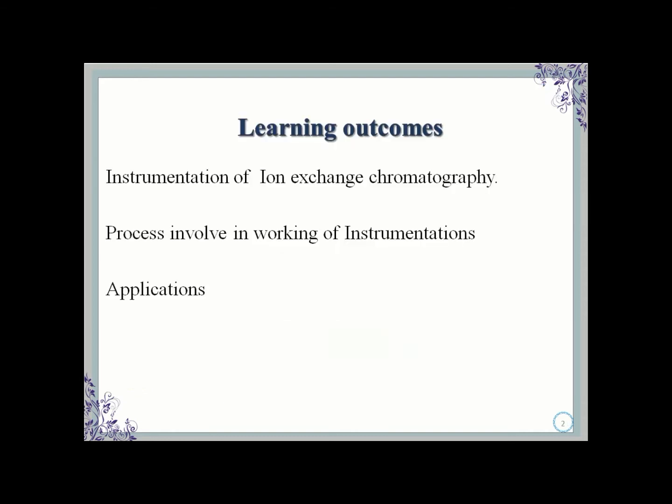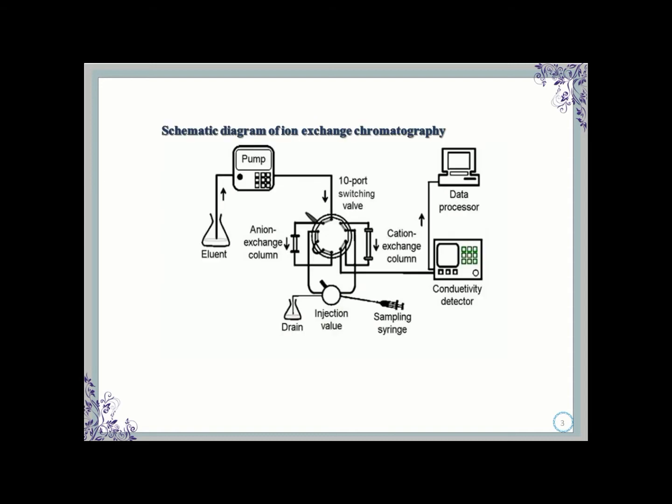This is the stationary phase, we can say. One is a cation exchange column, and the other is an anion exchange column. This stationary phase is made up of solid adsorbent material, a resin, along with which the ions are attached, so that exchange can take place. If we are carrying out cation exchange chromatography, then we use the cation exchange column, and similarly for anion exchange. So both columns are here.